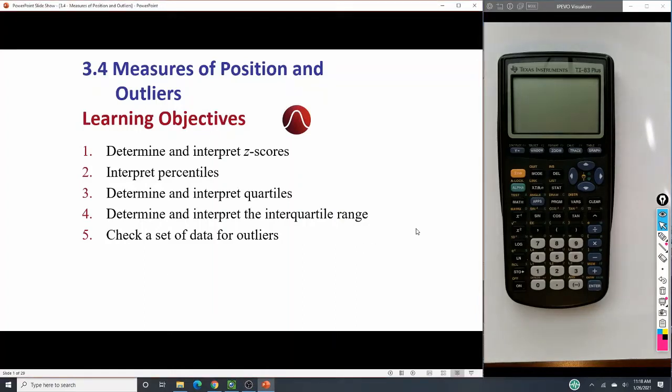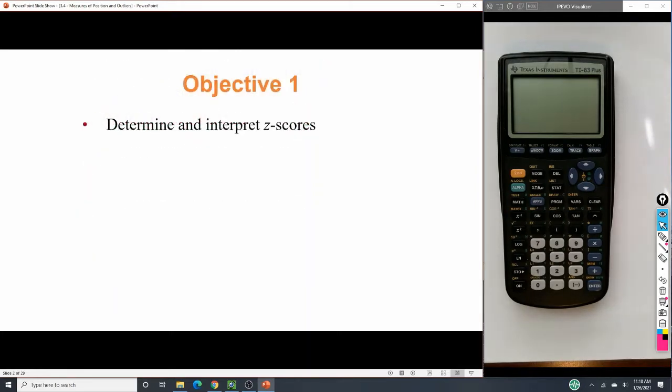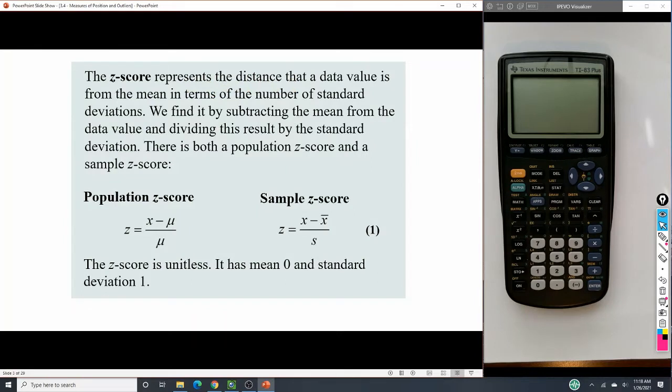All right, 3.4 measures of position and outliers. So first objective is look at this thing called a z-score. Now, our z-score represents the distance that a data value is from the mean in terms of standard deviations. So it's how many standard deviations are we from the mean? Are we 1 standard deviation, 2, 1.5, so forth with those? So we can calculate that, all right?